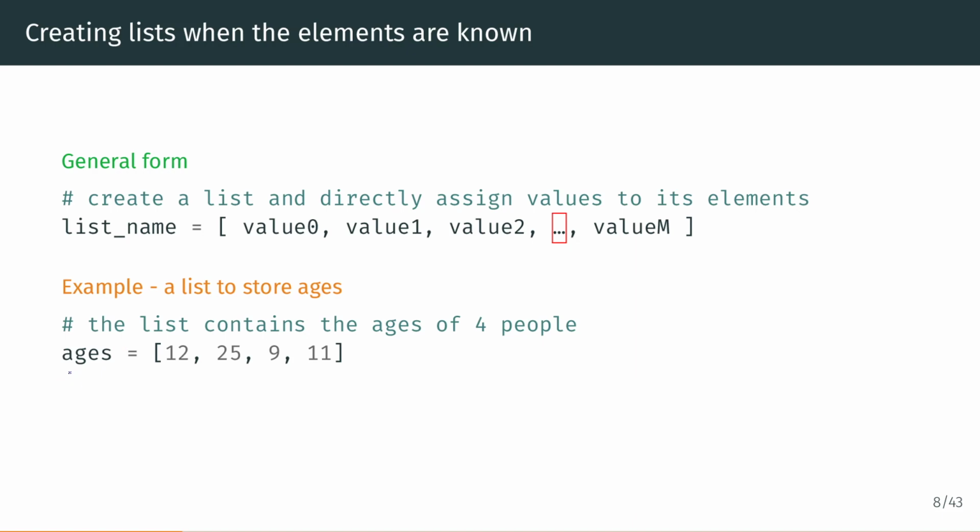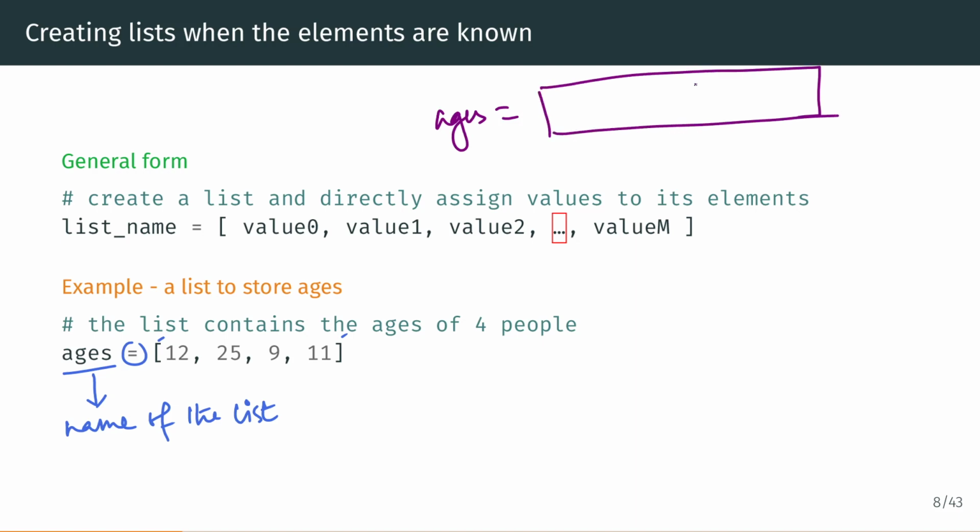This is the name of the list. Then you have the equal to sign and square brackets, and within the square brackets you have the ages of 4 people, which is 12, 25, 9, 11. So how it looks, again, remember, is you have this list, ages equal to, and the size of the list is 4, and here we have the ages 12, 25, 9, and 11.